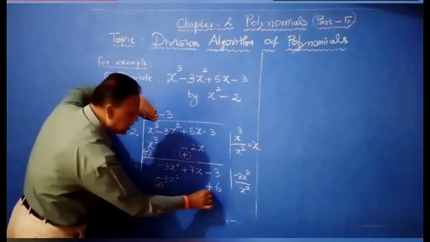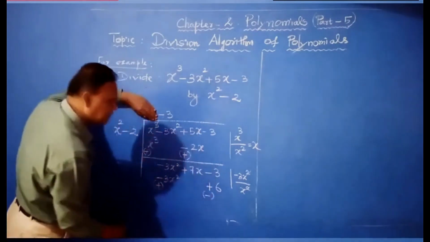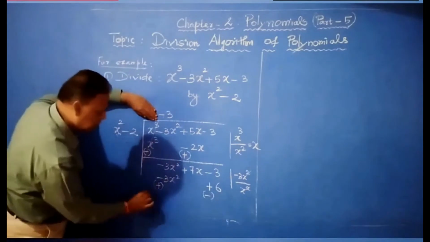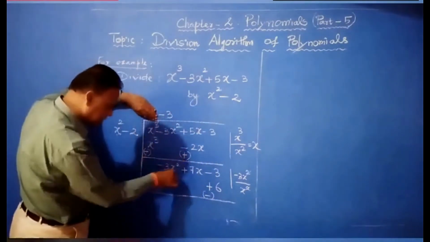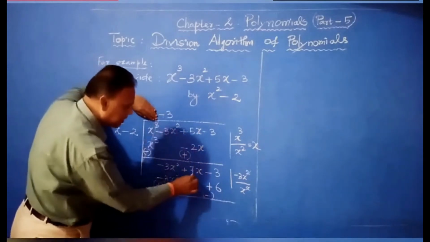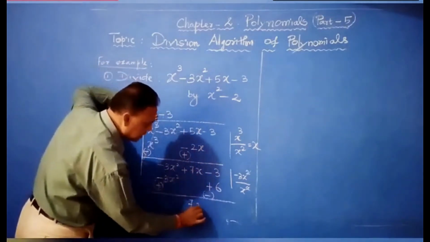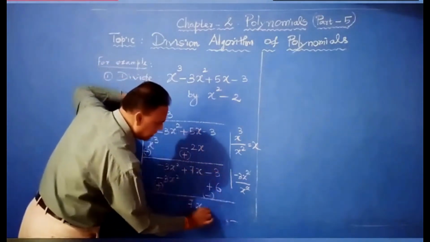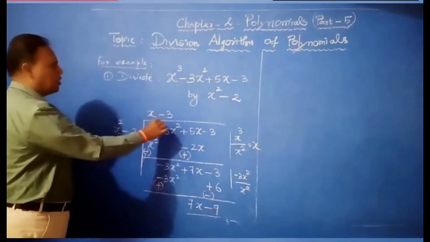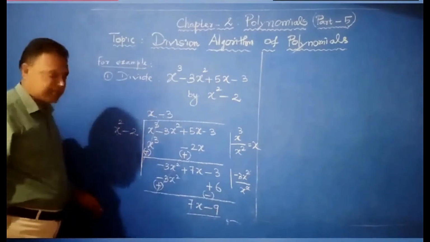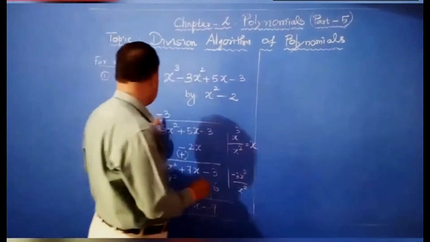Minus means plus. Here plus means minus. Understand? Now just adding, what you will get? This will be cancelled. Then plus 7x minus 9. So this is remainder. This is quotient. Understand? So now write this answer.